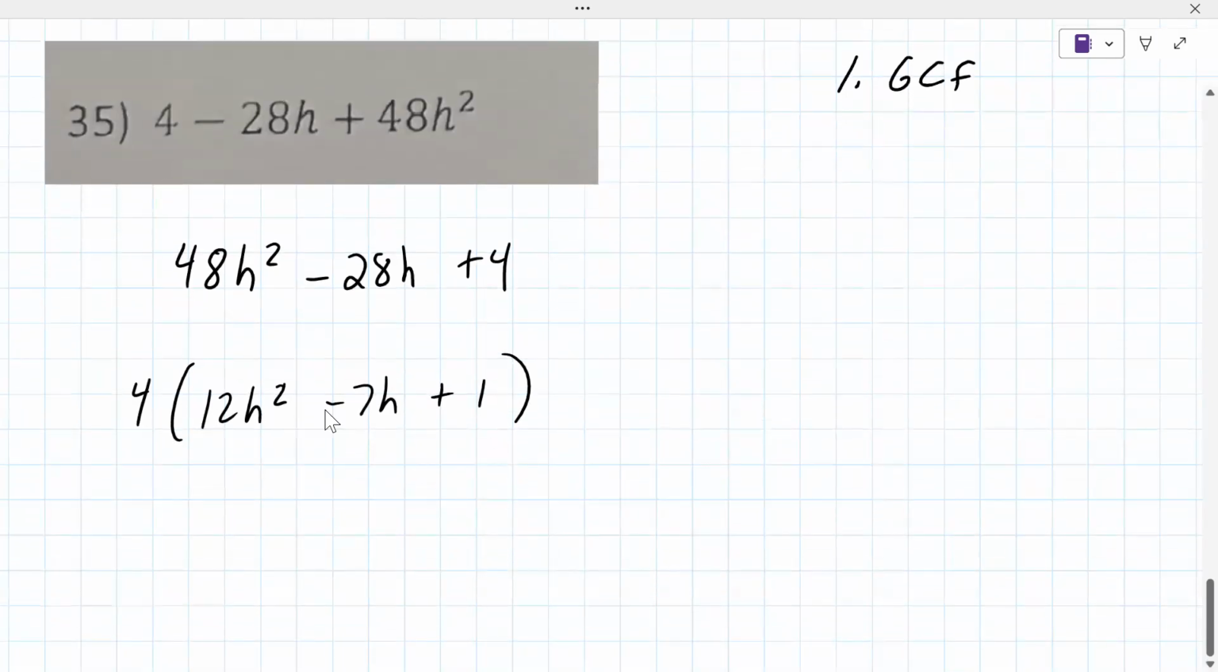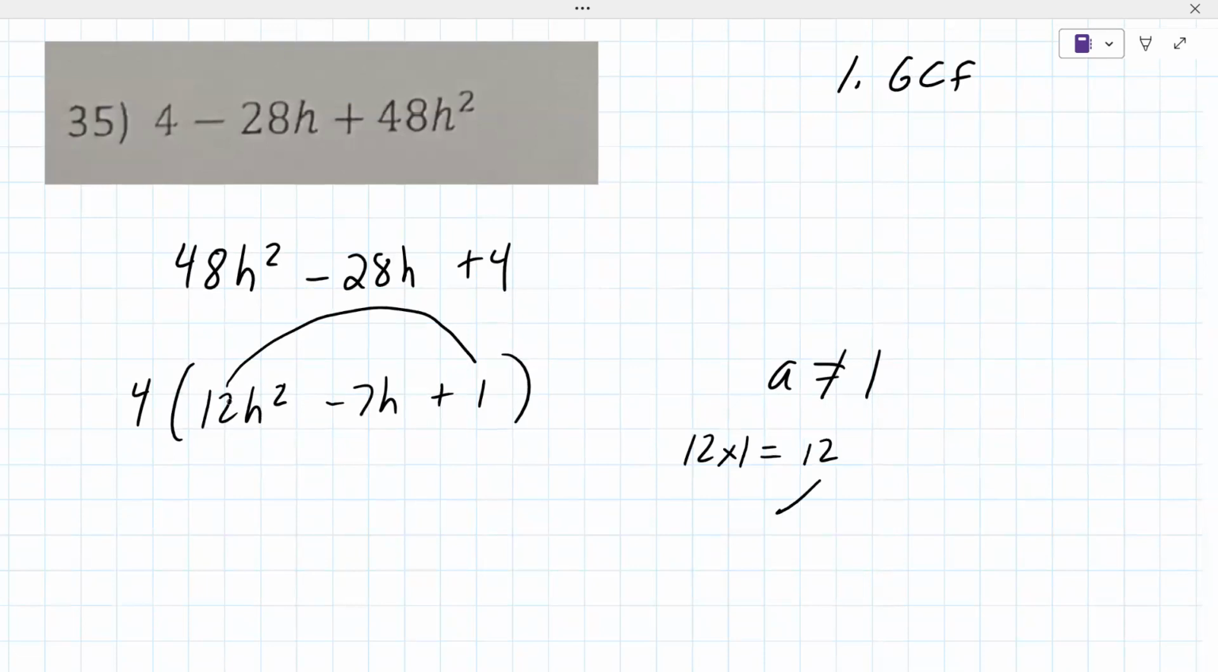Again, this is an a not equal to 1 problem because that a term is 12. All right. So we do the same thing as the previous problem. We take that 12 and 1. 12 times 1 is 12. And now we're looking for two numbers that multiply to 12 but add to negative 7.